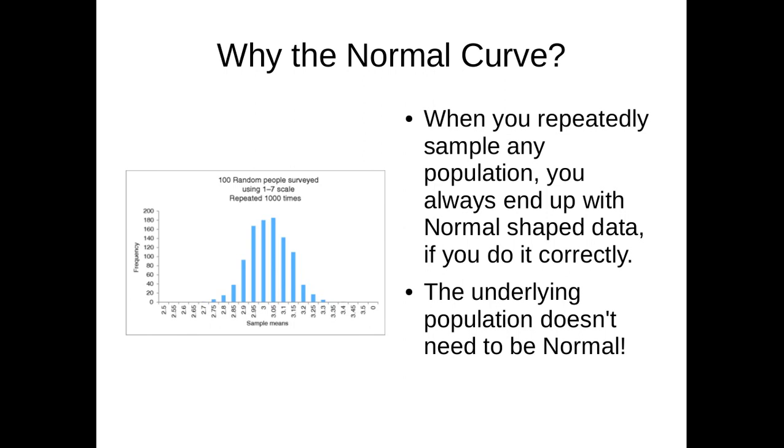Okay, so for example, if you ask 100 people to use a 1 to 7 scale to rank something like 1,000 times, this is what you expect. This isn't actually what you usually get. It's usually skewed up a little bit. But let's just pretend this is what it looks like.